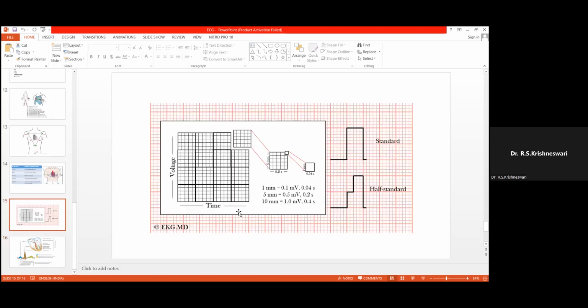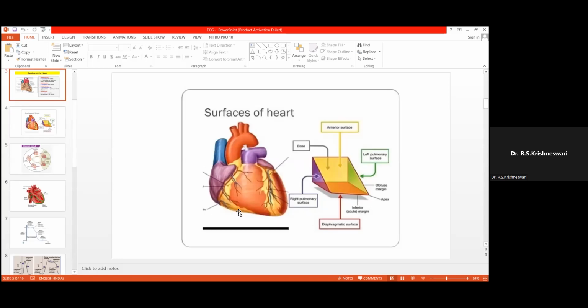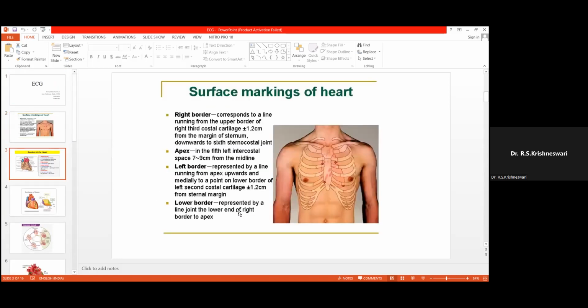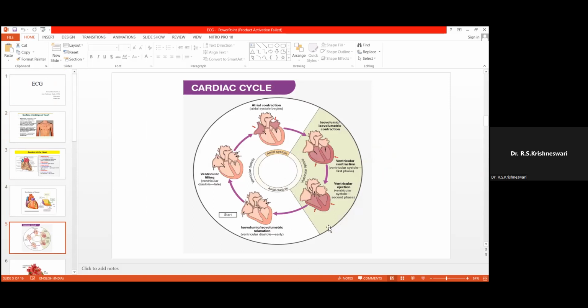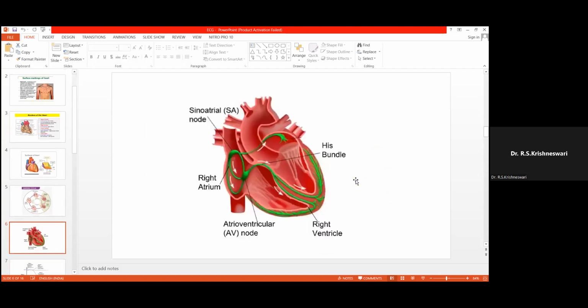Today we have seen about the surface marking of the heart, borders of the heart, surfaces of the heart, cardiac cycle. Here ventricular systole takes very little time when compared to the ventricular diastole. So ventricular diastole is a large process, so it produces a complex in the ECG wave. Ventricular systole is a small process, so it produces a wave in the ECG complex. Then the conduction system of the heart. This Bachmann's bundle, don't forget about the Bachmann's bundle.